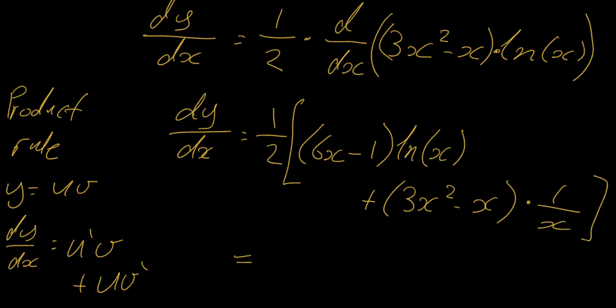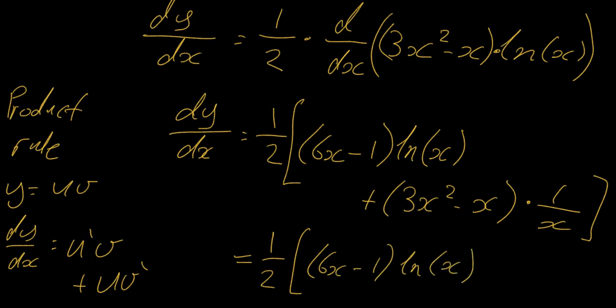Okay, and just to simplify a little bit here, we have half multiplied by 6x minus 1 ln x. Not much you can do here. But for this part, we can take the 1 on x inside the bracket and divide everything by x. So that will leave us with 3x, and the negative x over here becomes just minus 1. And this will be your entire derivative term. Can't really do much more than this.